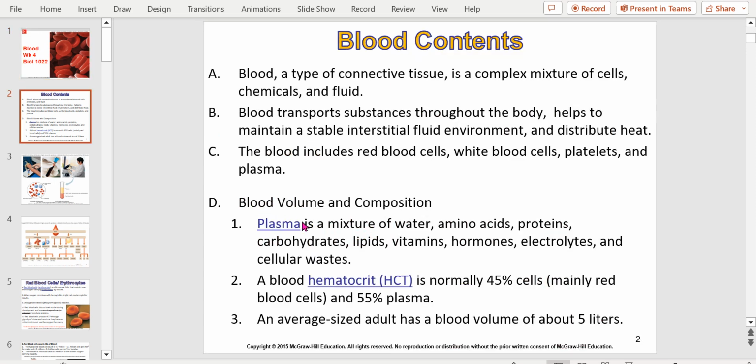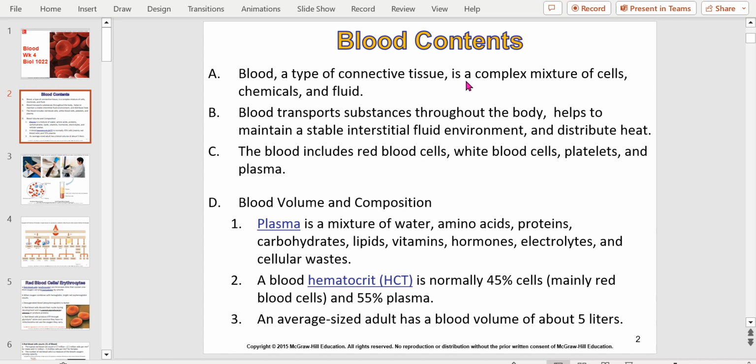Blood contents. Blood is a type of connective tissue, exactly kind of the same thing as bone. They come from the same area, and you're going to see that blood is actually made in the bones. We talked about that in week 1.